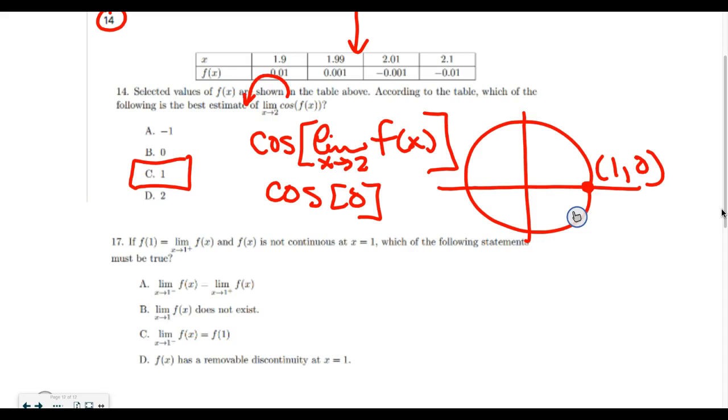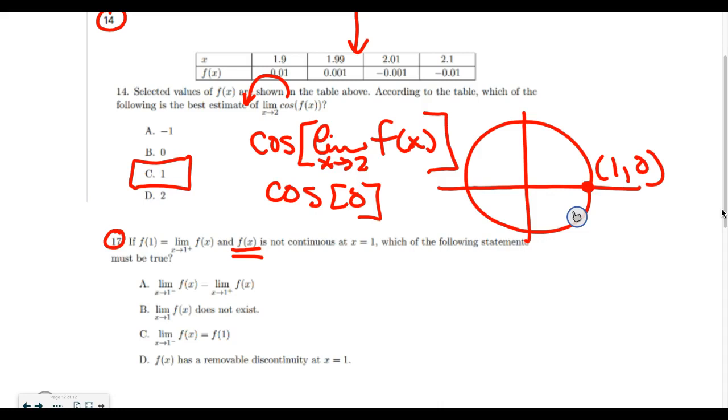Number 17. If f of 1 is equal to the limit as x approaches 1 from the right, so I have to think about what that means. Okay. So f of 1 is the limit as x approaches 1 from the right-hand side. But f is not continuous. What that means is then as I come in from the left-hand side, I'm not at 1. All right, so let's take a look at what this tells me.